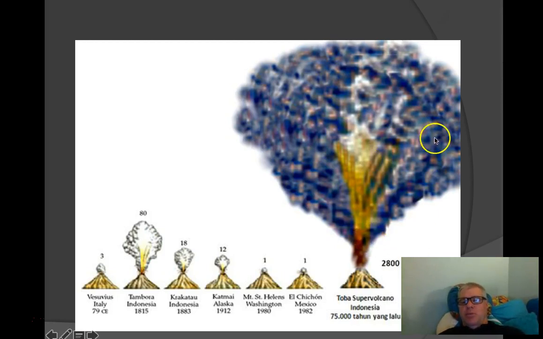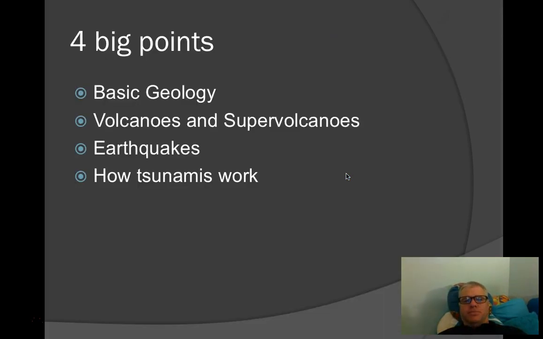Oh, there's my bigger picture of this, even though it's a little bit fuzzy. My apologies. But this is showing how much more ejecta came out of the Toba supervolcano 75,000 years ago compared to most of the more recent contemporary eruptions.